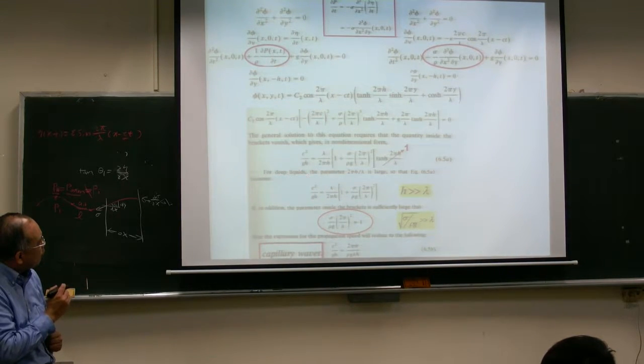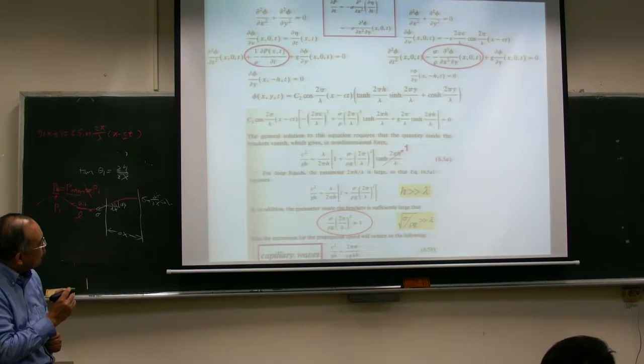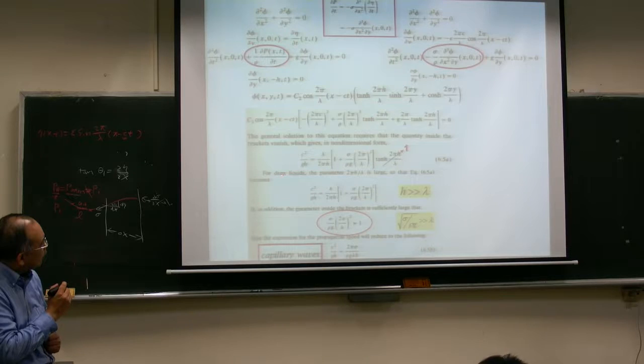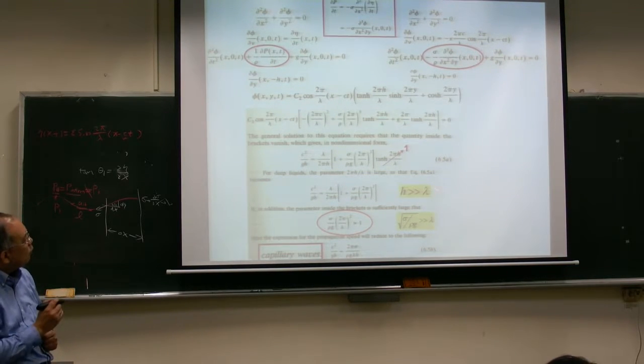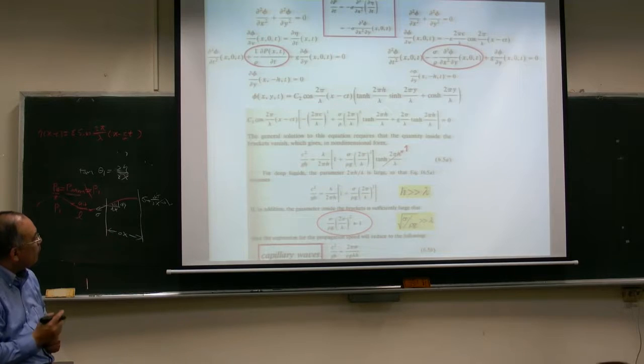If you have a deep liquid, H is much greater than lambda. This goes to infinity, and hyperbolic tangent goes to infinity equal to 1. So this becomes 1 here. So this is the dispersion relation under the deep liquid assumption, the solution form for the dispersion relation, when H is much greater than lambda.